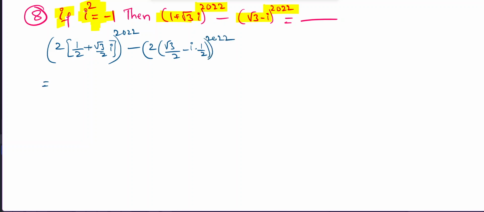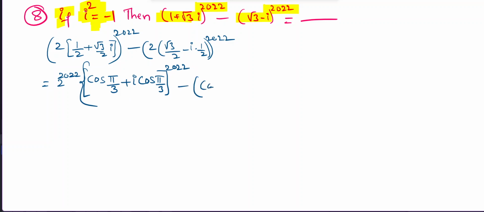That is equal to 2 power 2022 common in both, that is, 1 by 2 is written as cos pi by 3, cos 60, 1 by 2, plus i into root 3 by 2, this is sin pi by 3, whole to the power of 2022, minus, here root 3 by 2 is written as cos pi by 6, minus 1 by 2 is sin pi by 6, this is also whole to the power of 2022. 2 power 2022 is common.